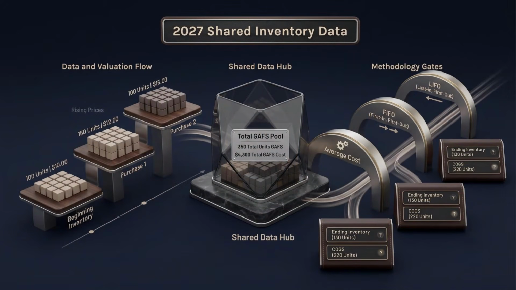Now we introduce the shared 2027 dataset that will be used for the calculations. The company starts with 100 units at $10, costing $1,000. It then purchases 150 units at $12, costing $1,800, and later purchases 100 units at $15, costing $1,500. That gives total goods available of 350 units, costing $4,300. The company sells 220 units, leaving 130 units in ending inventory. Costs are rising from $10 to $12 to $15, which makes the differences between the methods easier to see.